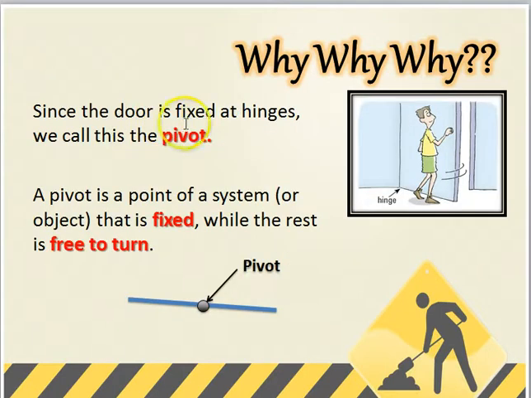So now, since the door is fixed at the hinges, we call this point the pivot. A pivot is a point of a system that is fixed while the rest is free to turn. So for example, the hinge here. Okay, this is actually where the pivot lies. You can see that this is the fixed point and the door is free to rotate about the fixed point. So the hinge is what we call the pivot. The pivot is a point of a system that is fixed while the rest is free to turn. So you can see here this is the pivot.